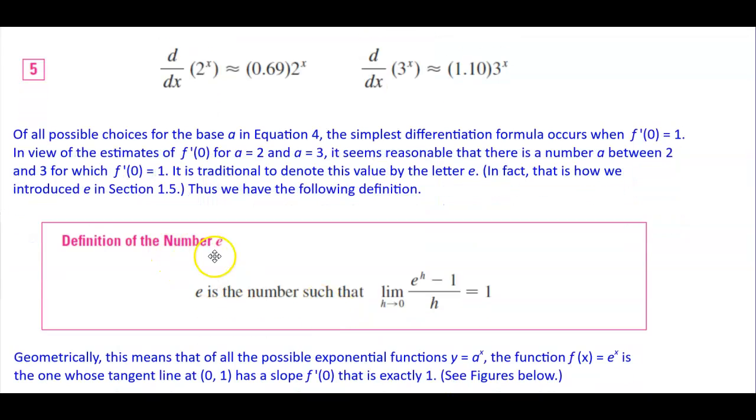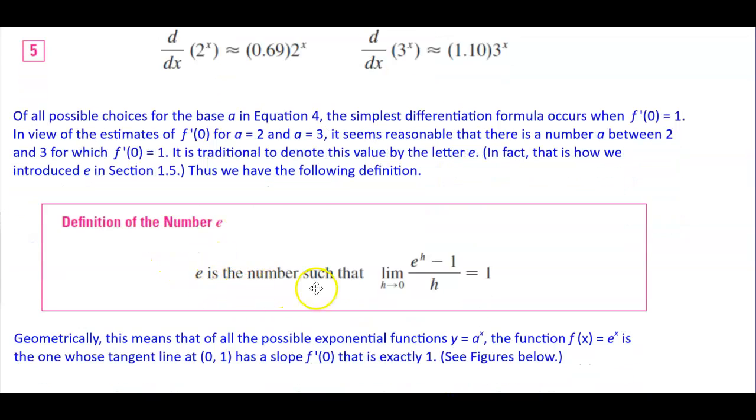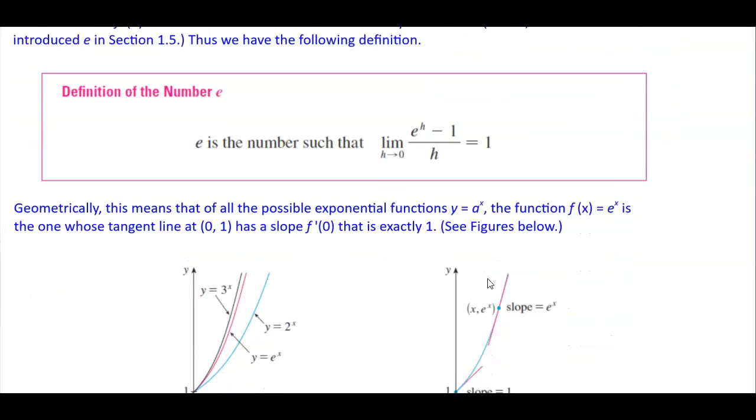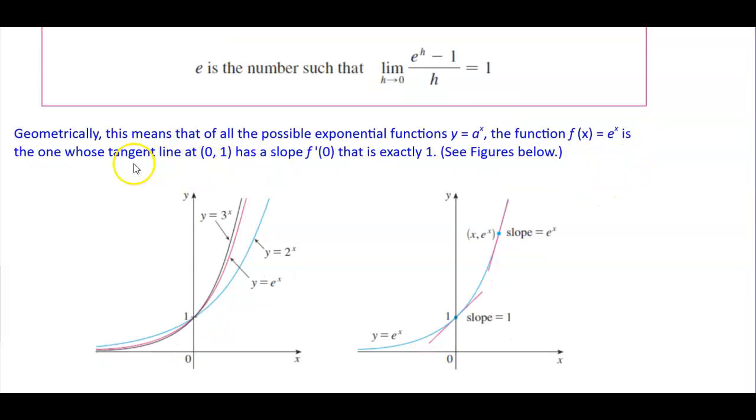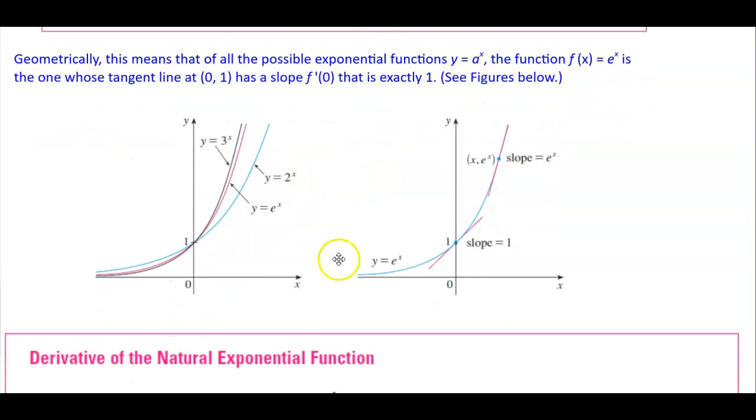The definition of the number e. e is the number such that the limit as h approaches 0 of e to the h minus 1 over h is equal to 1. So, geometrically, this means that of all possible exponential functions y is equal to a to the x, the function f of x is equal to e to the x is the one whose tangent line at (0, 1) has a slope of f prime of 0 that is exactly 1. So we can see that in this figure below here.